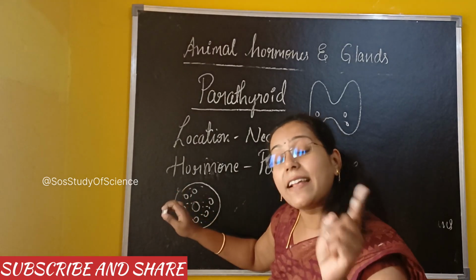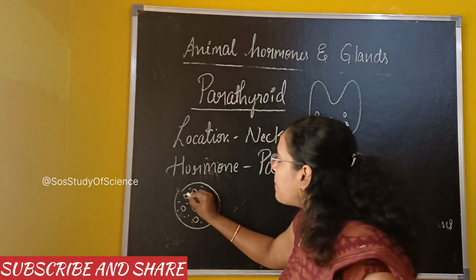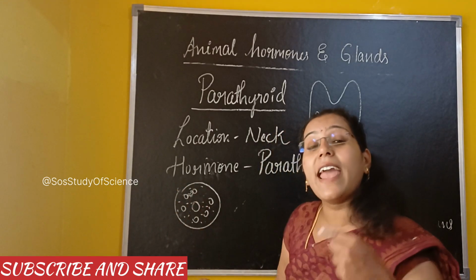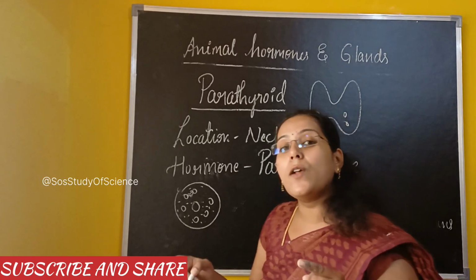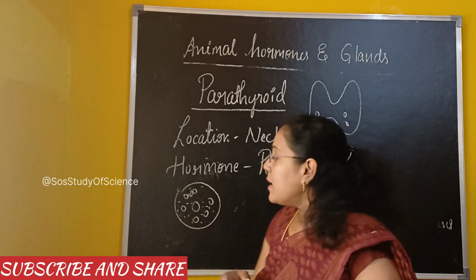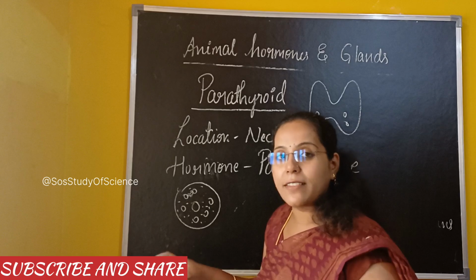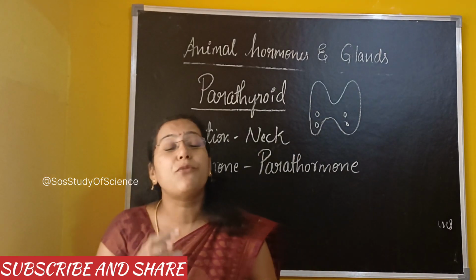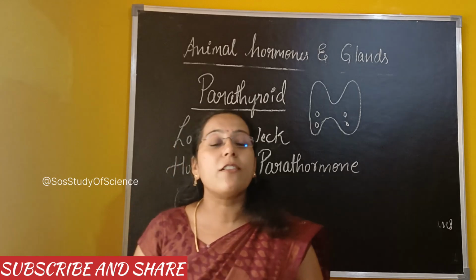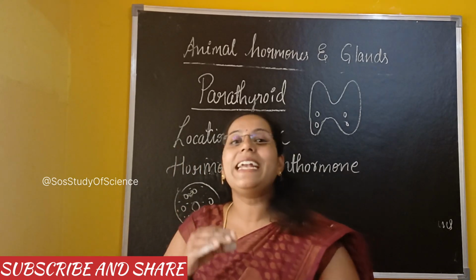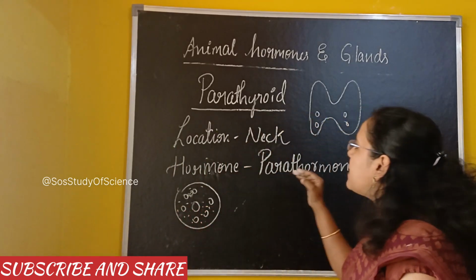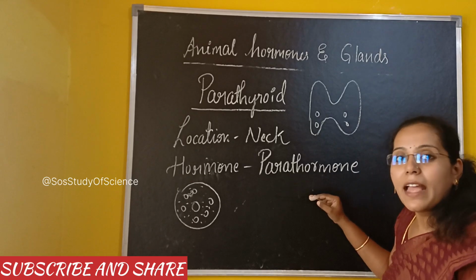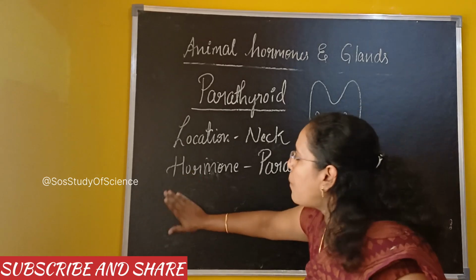Why is it called extracellular? Something which is present outside the cell is called extracellular, or we can also call it intercellular. So between the cells of this matrix, there is some amount of calcium and phosphorus. This calcium and phosphorus regulation is maintained with the help of parathormone. I think I made that very clear. This is very important to know.